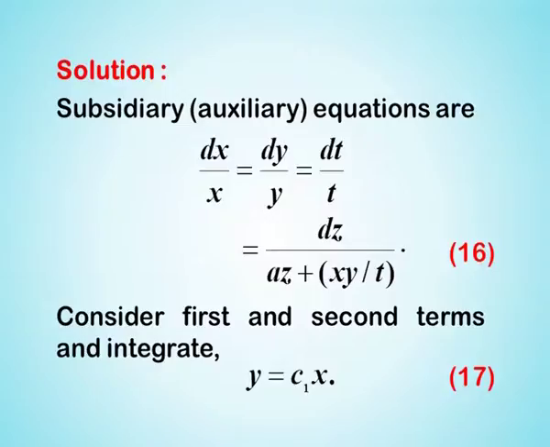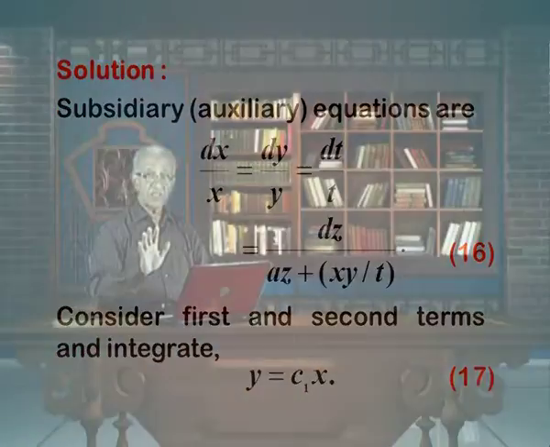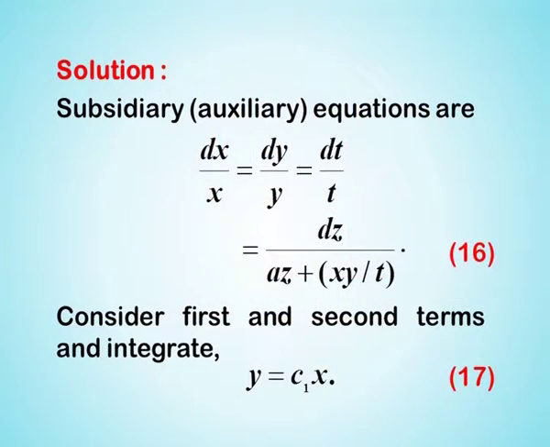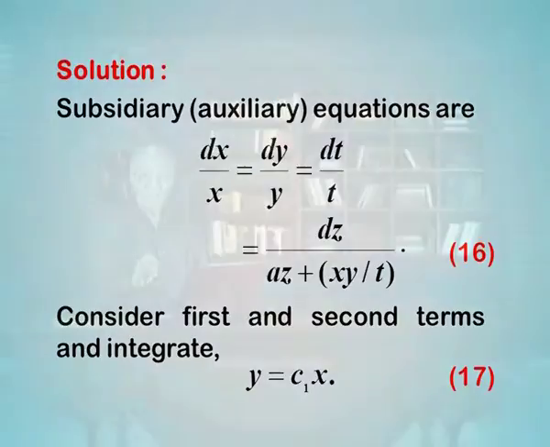Equation becomes dx upon x, dy upon y and dt upon t, and the fourth, that is dz upon az plus xy upon t. This is Lagrange's equation, that equation which we started right at the beginning. Again the same ratio, and so we consider first and the second terms and integrate. This time I did not write all the terms in between, but you can understand first and the second term. You will be getting dx upon x, dy upon y. We integrate, you get log of x equal to log of y equal to log of c1, a constant.